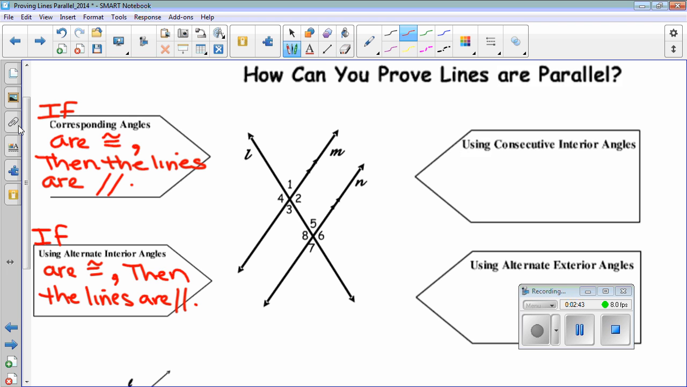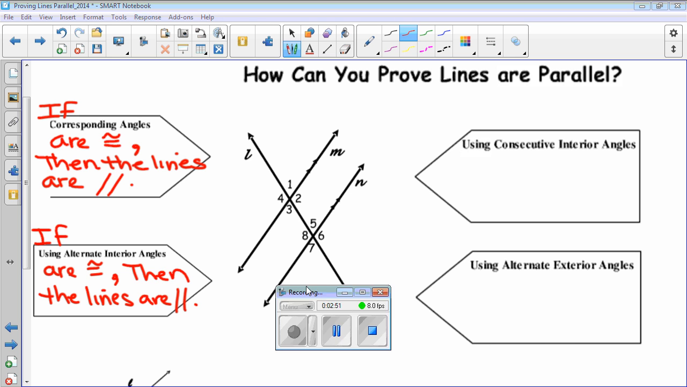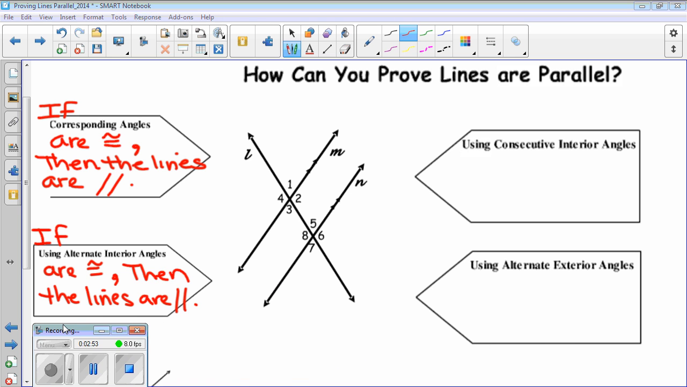Okay? So what about consecutive interiors? What do you think would be true about those? They wouldn't be congruent this time. What would they be? Supplementary. So if consecutive interior angles are supplementary, then what? Then the lines are parallel. Very good.